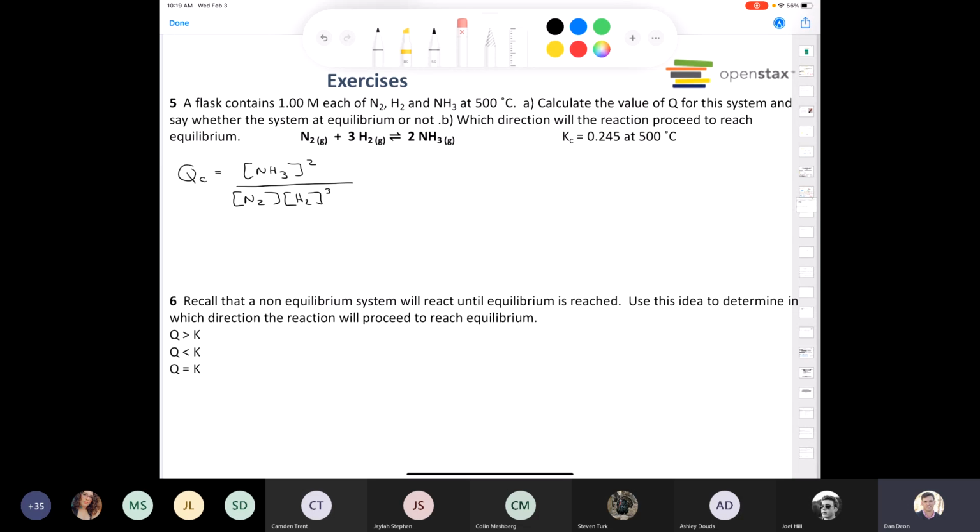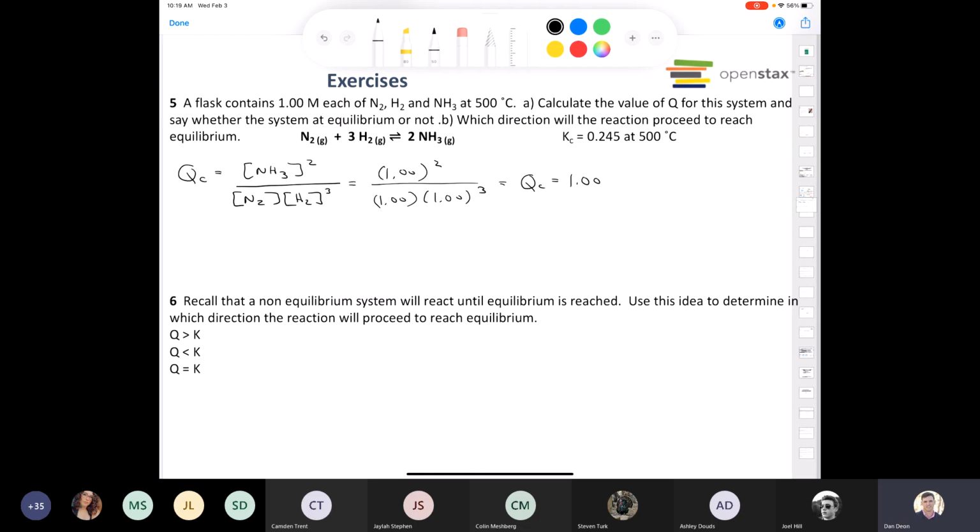The concentration of everything in this whole reaction is 1. So Qc is equal to 1.00 squared. Again, I'm leaving the units out because Q and K are unitless. Divided by 1.00 times 1.00 cubed. I think that everybody can solve this in their head. You don't need a calculator for this. You get that Qc is equal to 1.00.